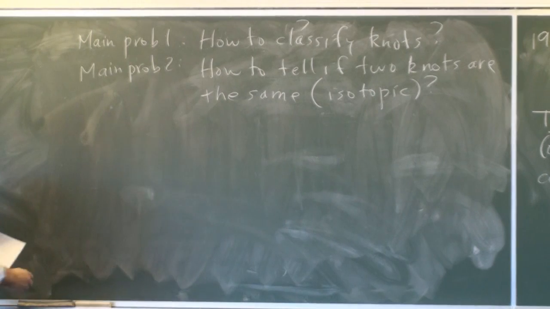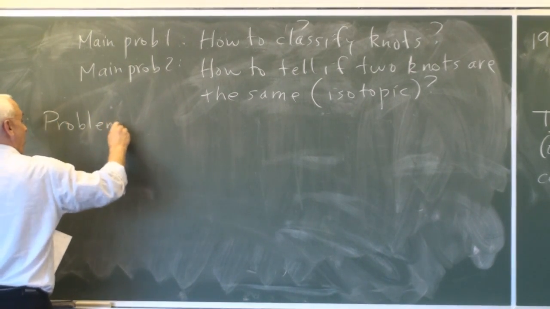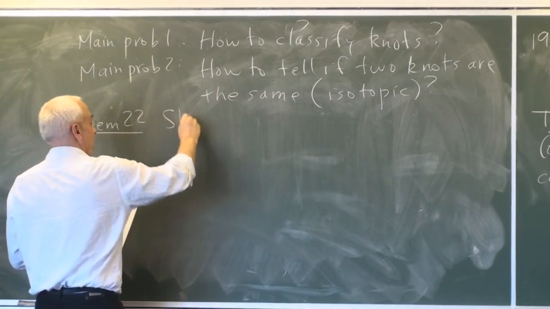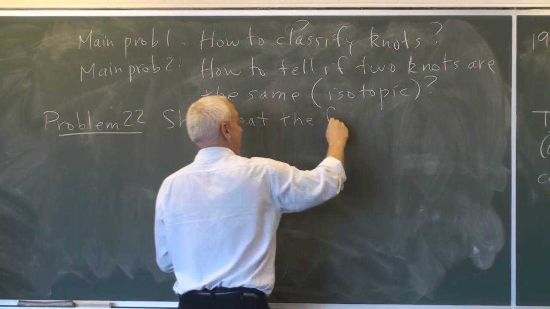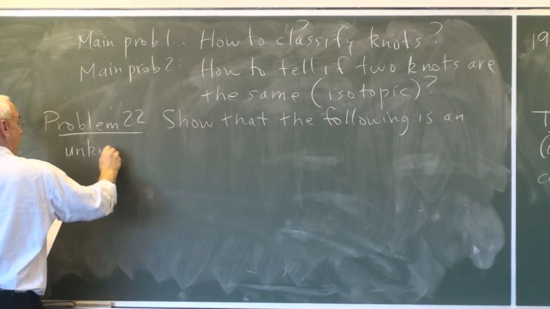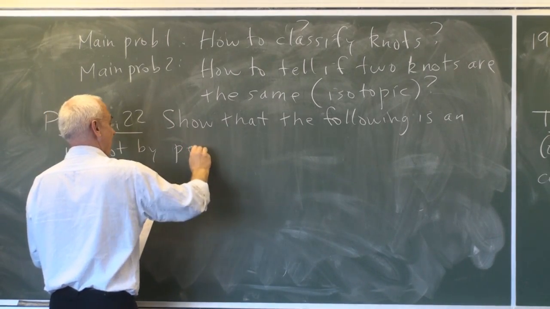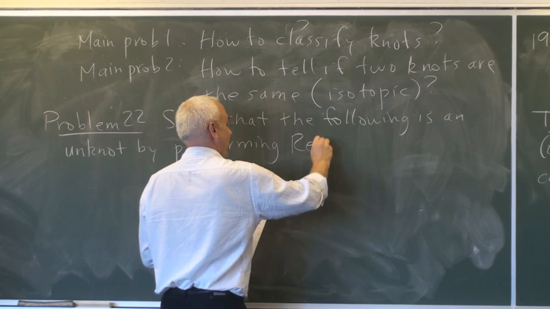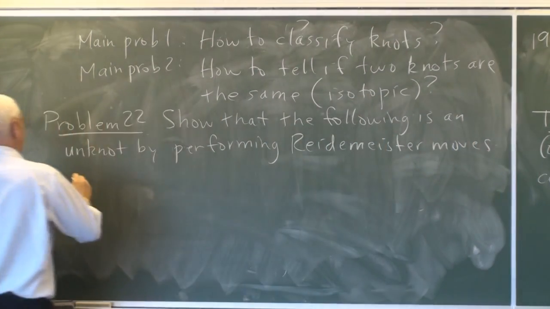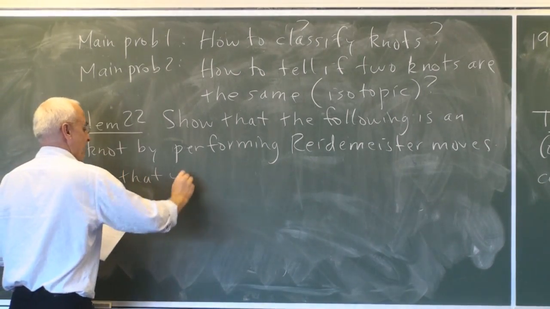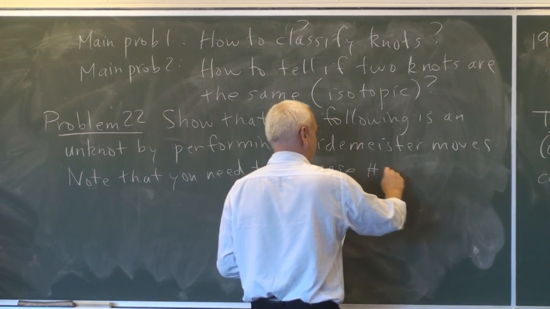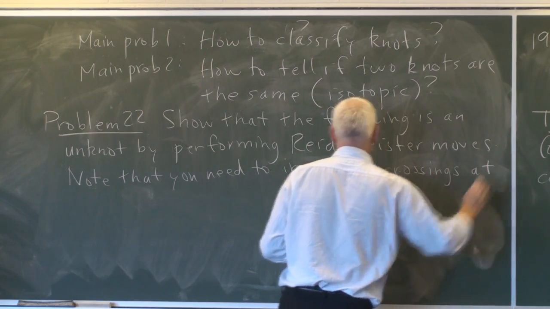Unfortunately, this doesn't really work. And here's a problem that illustrates that. So problem 22. Knot theory gives us lots of chances for interesting problems here. So show that the following example is an unknot by performing Reidemeister moves. But note that you need to increase the number of crossings at some point.